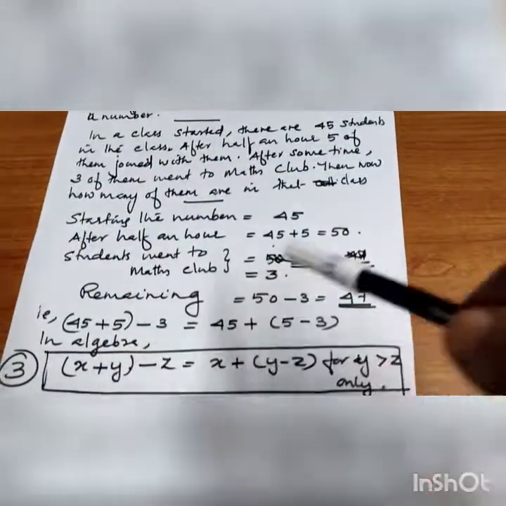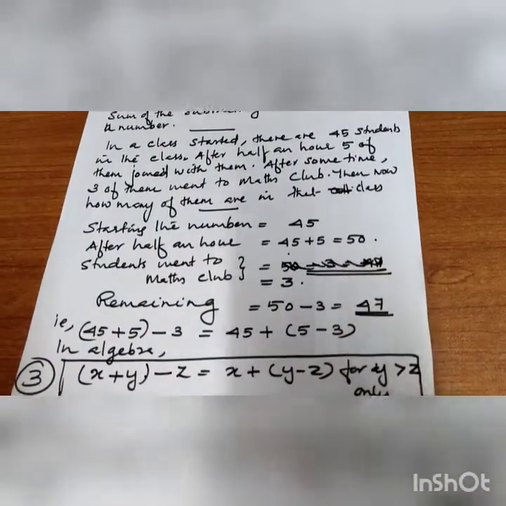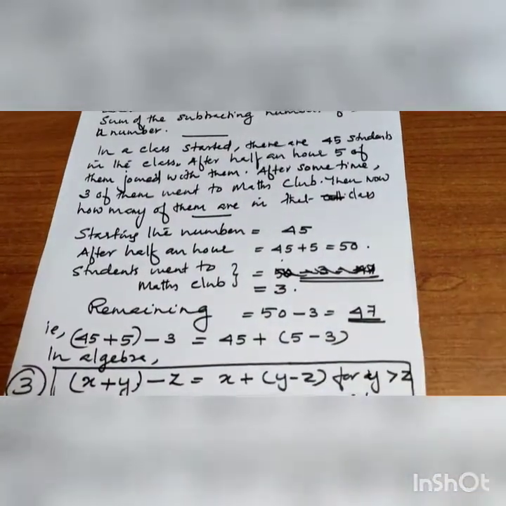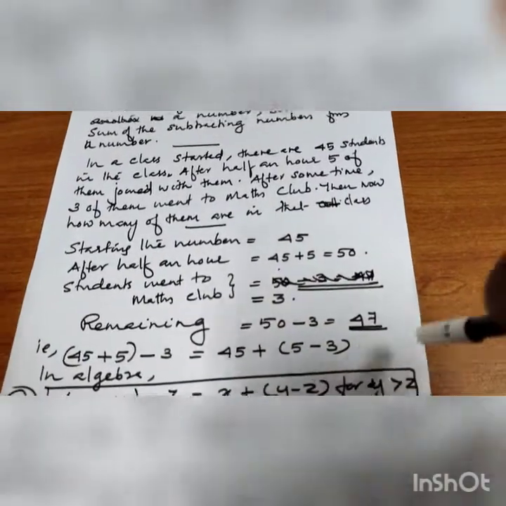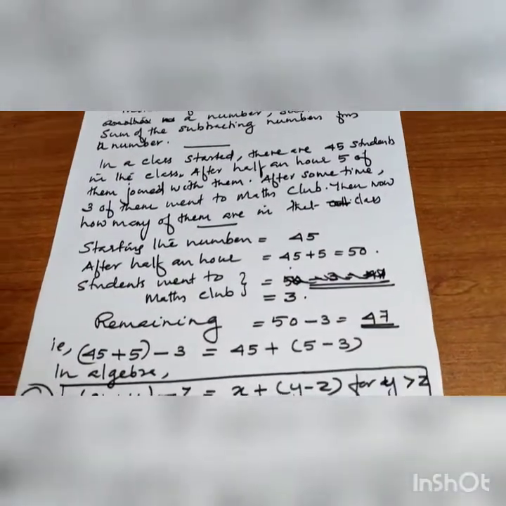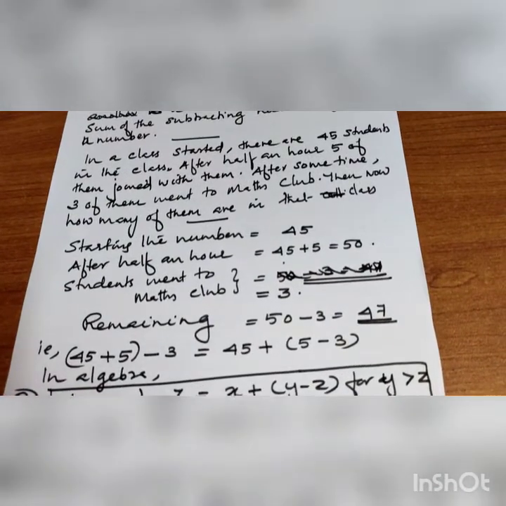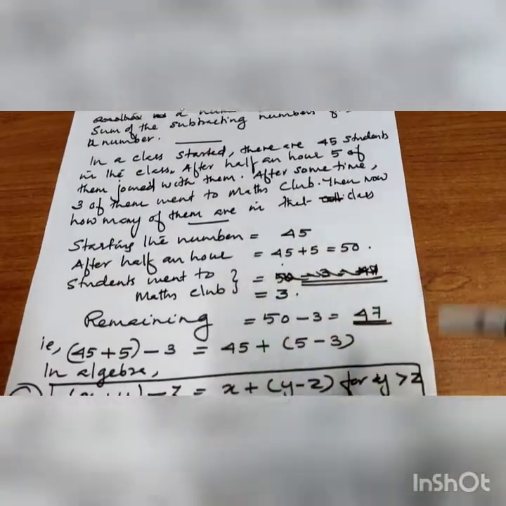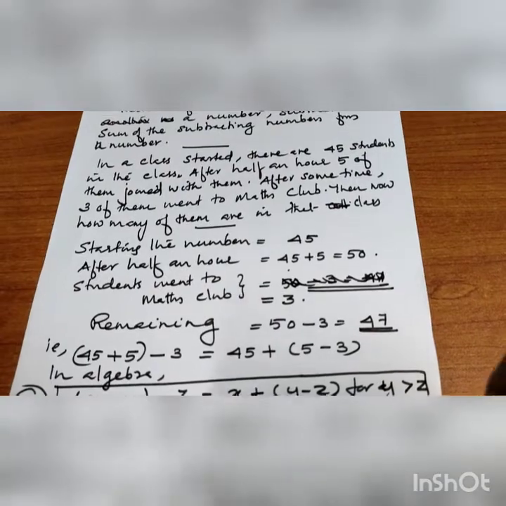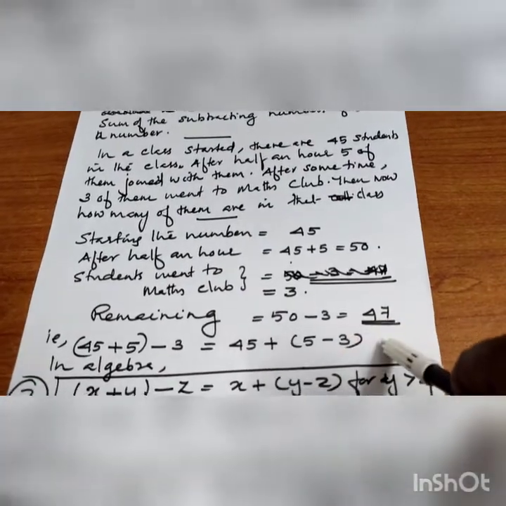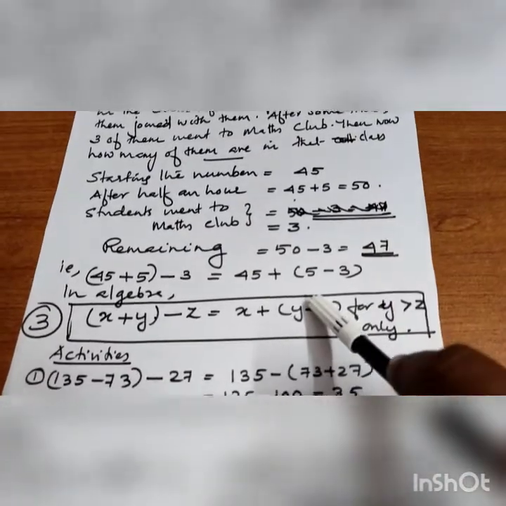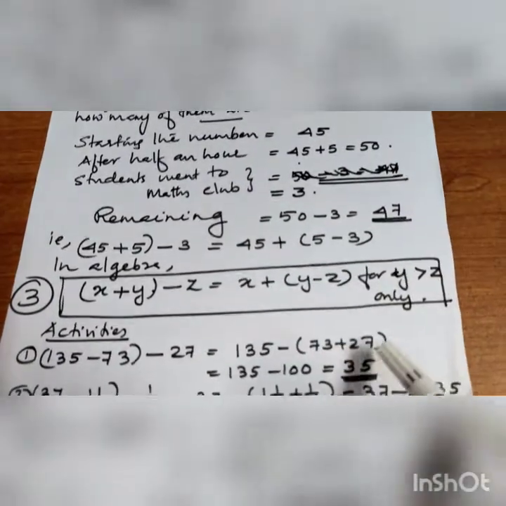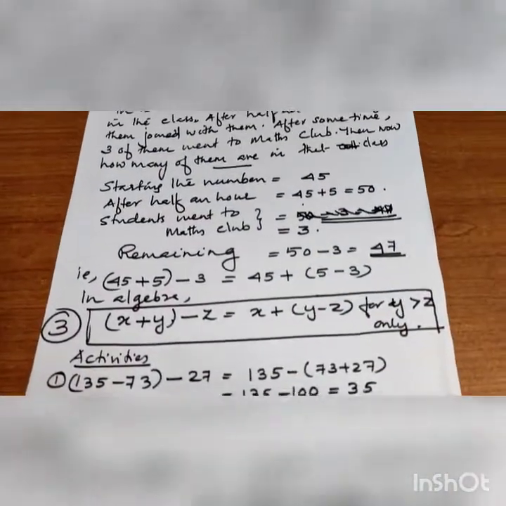But if we take the students who went to maths club are from the latecomers. Latecomers are 5. Among the 5, 3 of them went to maths club. Then how many of them are remaining? Only 2. From the 5, 3 of them went to maths club. Therefore, remaining 2. They entered the class. That is 45 plus 2. That is 47. Both are same.